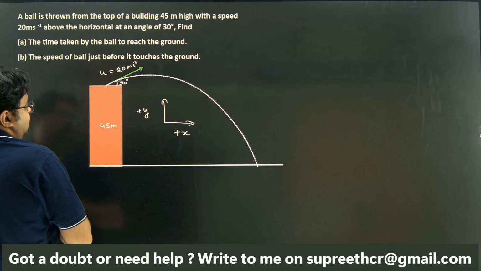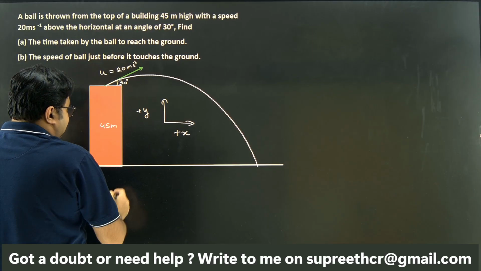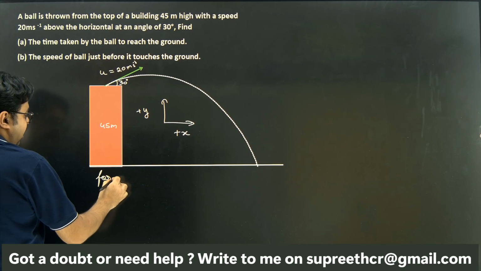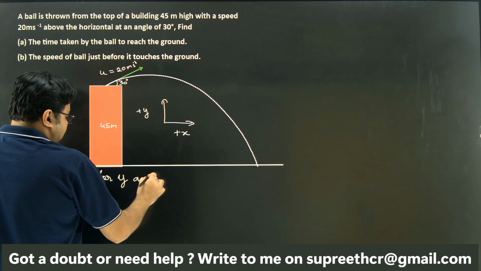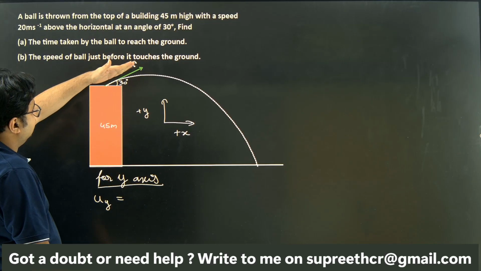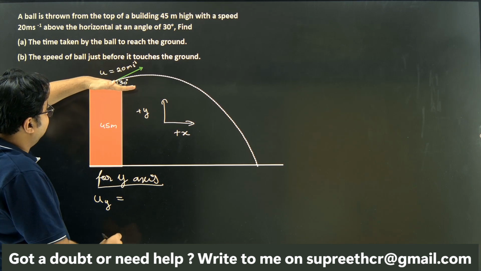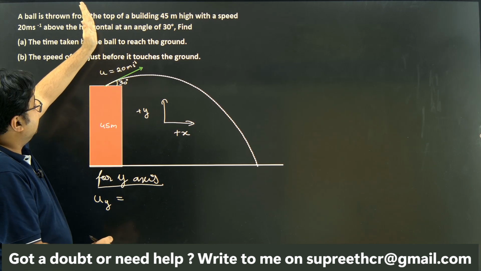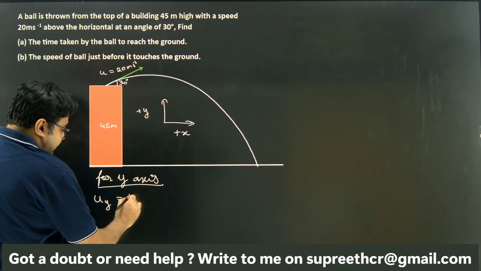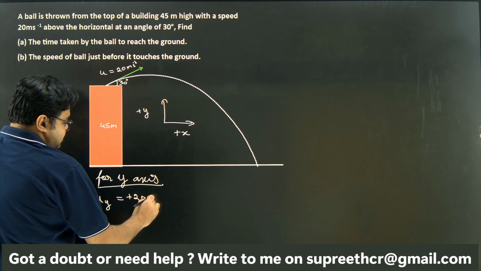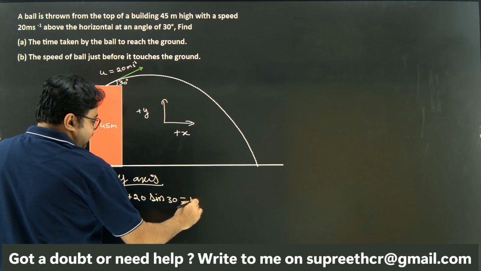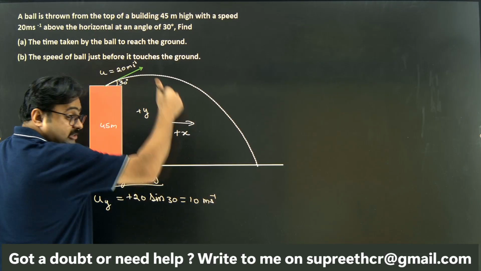I would like to find out the time it takes to fall to the ground. Let me just apply an equation for the y-axis. The initial velocity of the body along the y-axis is u sin 30. That side it would be u cos 30, and this side it would be u sin 30. Because the upward direction is positive y, I shall write plus 20 sin 30, which is certainly going to be 10 meter per second. That's how fast it's going up.